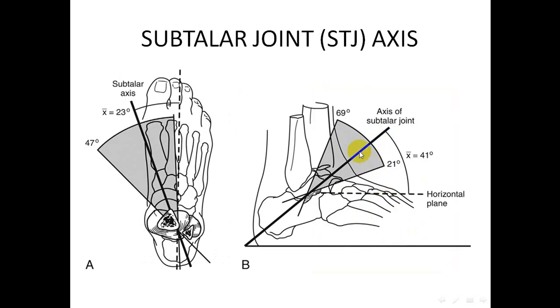The black line is the axis of the subtalar joint. So it deviates from the transverse plane by a range of 21 to 69 degrees with an average of 41 degrees. And it also deviates from the dotted line, which is the sagittal plane, by a range of 4 degrees to 47 degrees with an average of 23 degrees.